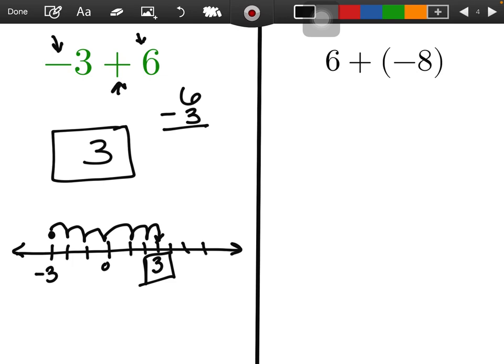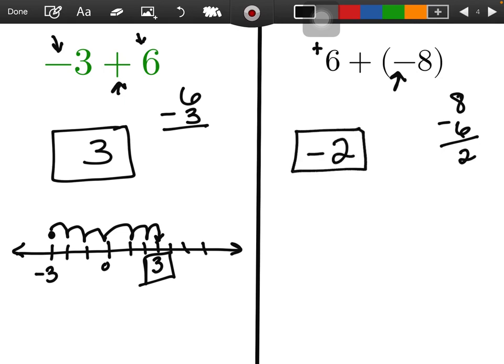Okay, let's do the same over here. Same sign add, different sign subtract. Keep the sign of the larger one. So I have a positive 6, a negative 8, so different signs. I'm going to subtract. 8 minus 6 gives me 2. Keep the sign of the larger number, so I know my solution will be -2.